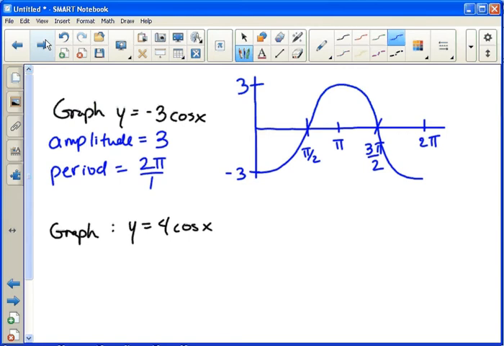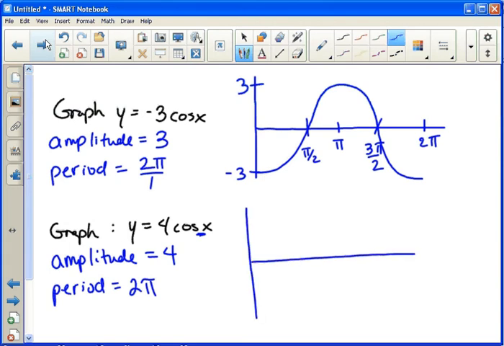For this next one, graph y equals 4 cosine x. The amplitude is 4. And the period is again just 2 pi, because it's 2 pi over 1, because the understood number in front of that x is 1. So 2 pi over 1. Okay, this one's positive, so it starts up top. So it starts at the top, goes down, and then ends up right back where it started. And it takes 2 pi to do that.